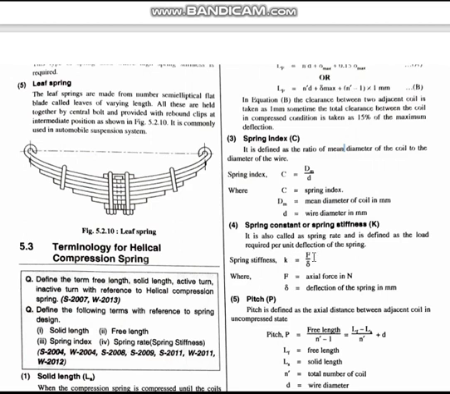Small k is load upon deflection, and that means how much load, how many newtons, it takes to compress by 1 millimeter. That is called spring stiffness. So if 100 newtons are needed to compress it by 1 millimeter, then the spring stiffness is 100 newtons per millimeter, like that it will be.